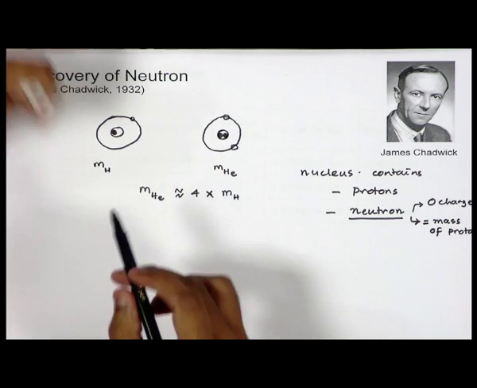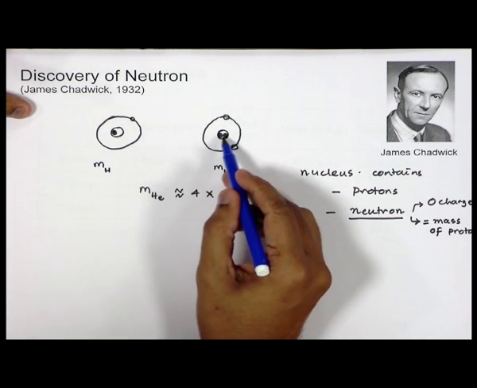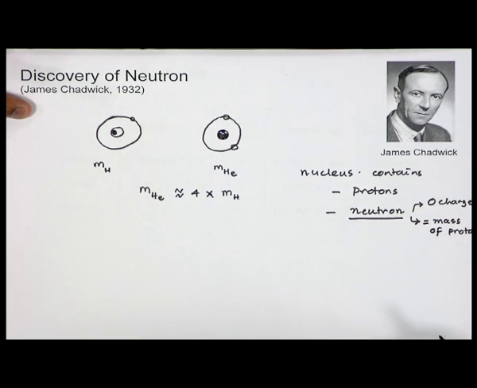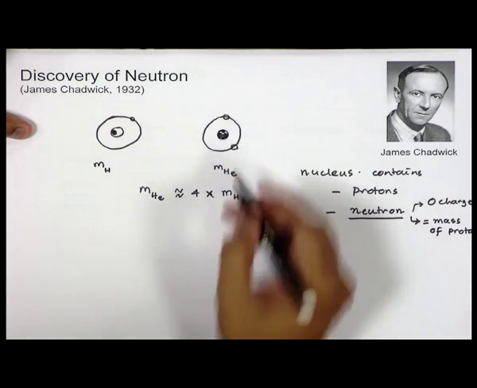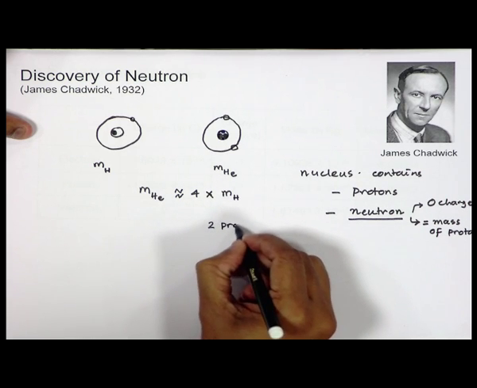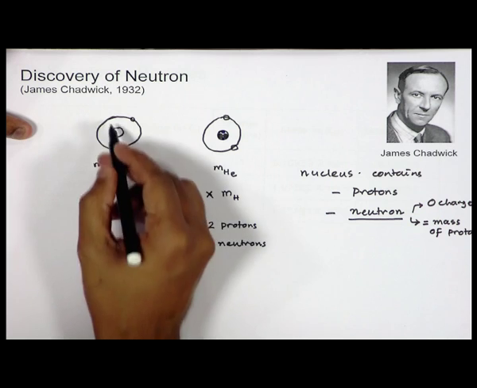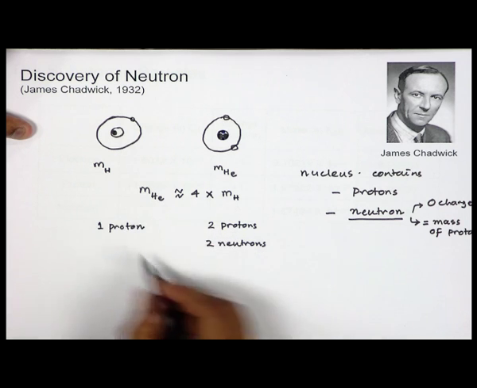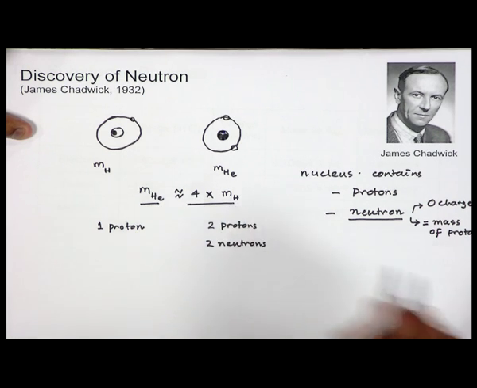After James Chadwick's discovery of the neutron, it turned out that the helium atom, in addition to 2 protons, also has 2 neutrons, and since the mass of a neutron is equivalent to the mass of a proton, the nucleus of the helium atom has 2 protons and 2 neutrons. In the case of hydrogen we have only 1 proton, and this explained why the mass of helium is nearly 4 times that of hydrogen.